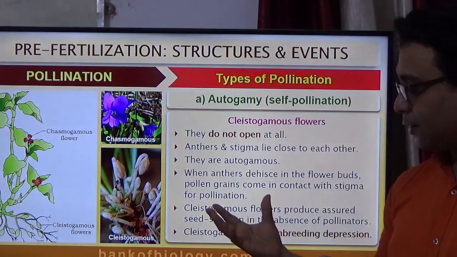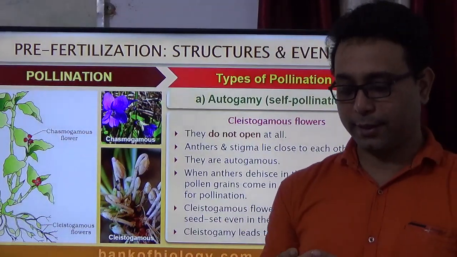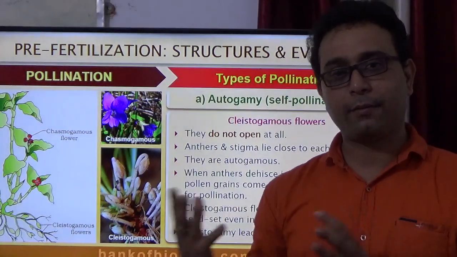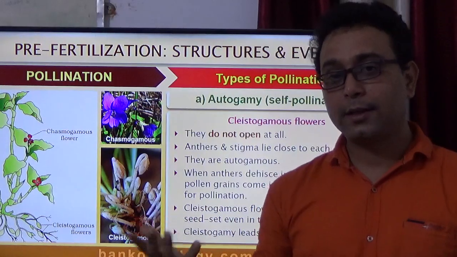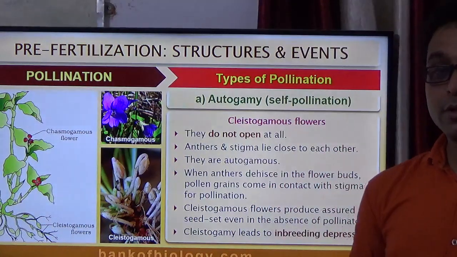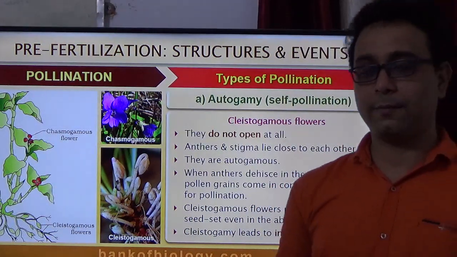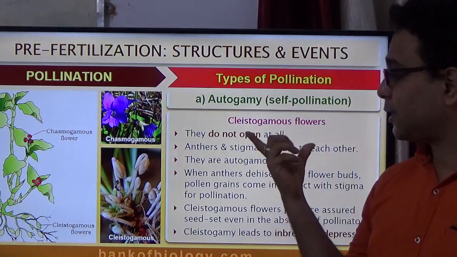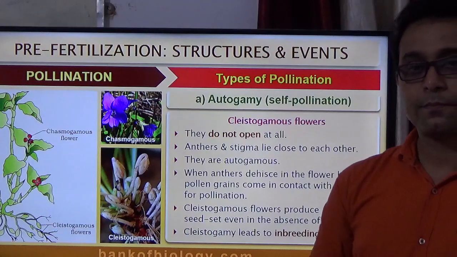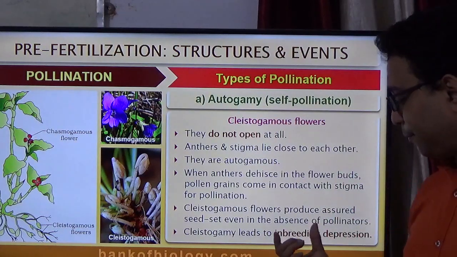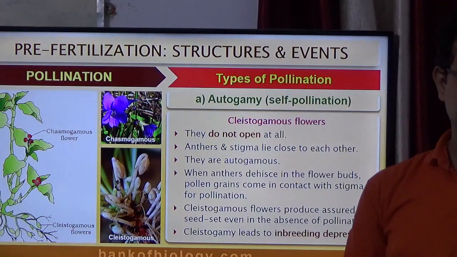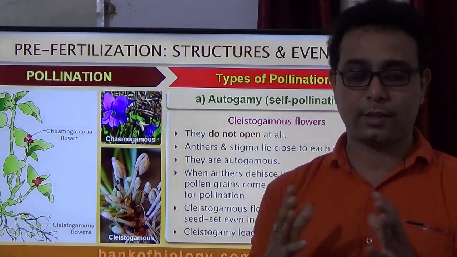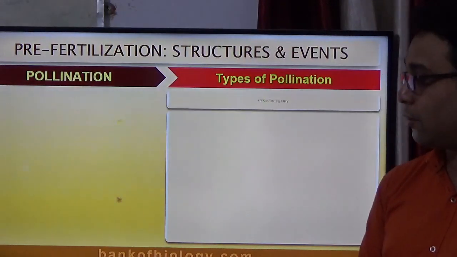So the plants do not get new varieties or new characteristic features, but the environment changes. At that time they cannot survive. So they have problems due to self-pollination. Which flowers have this cleistogamous type? This problem is called inbreeding depression. So autogamy is self-pollination, and the most important example is the cleistogamous flower.